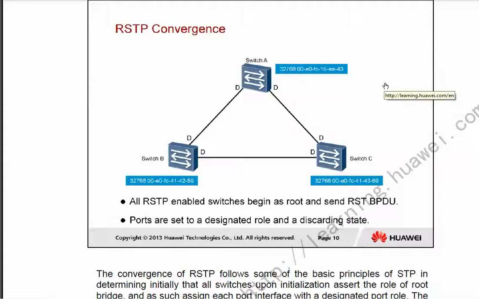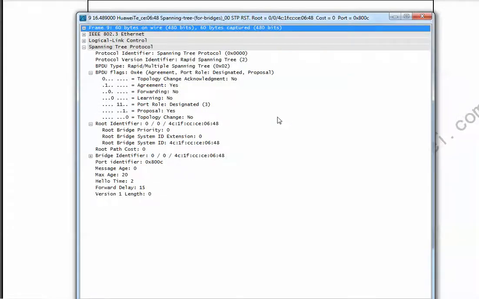RSTP convergence. All RSTP enabled switches begin as root. This is the same as STP, and they send RST BPDU. The difference is all those ports are set to the designated role, but in the discarding state. Here is an example of this kind of packet. So you see this port is a designated port, but it's not in forwarding and it's not in learning. So basically it's discarding.